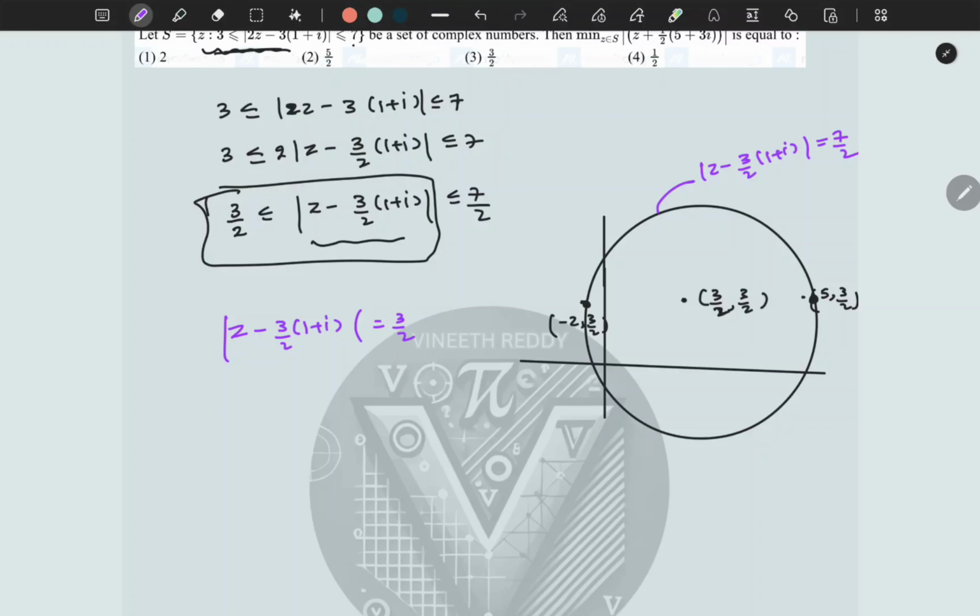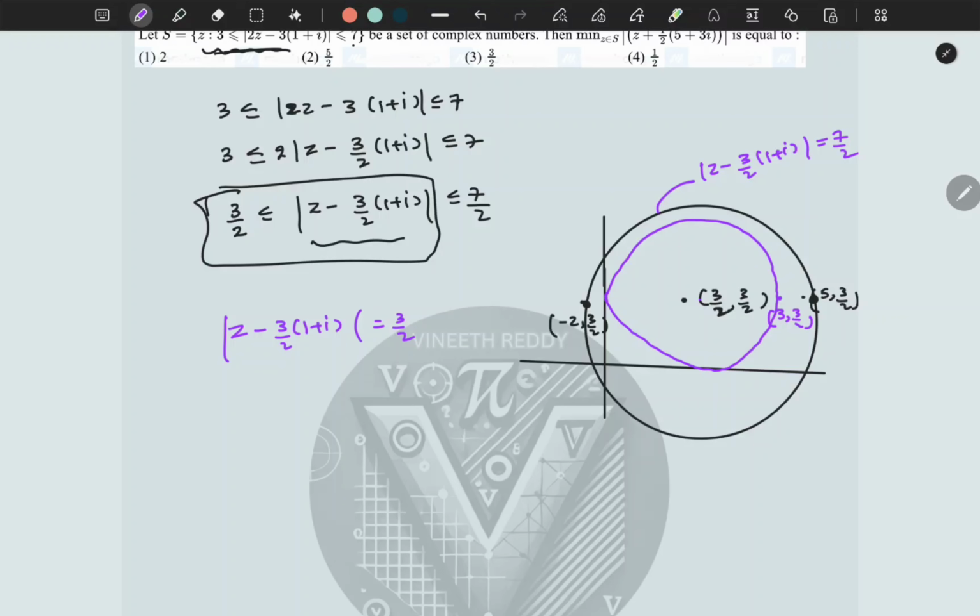So 3 by 2, that means the radius is 3 by 2, so 3 by 2 plus 3 by 2 is 6 by 2, that is 3. So this point will be 3 comma 3 by 2. That means this circle will definitely touch the coordinate axis, something like this, right? Okay, let me draw it, just a rough diagram, it will be something like this.